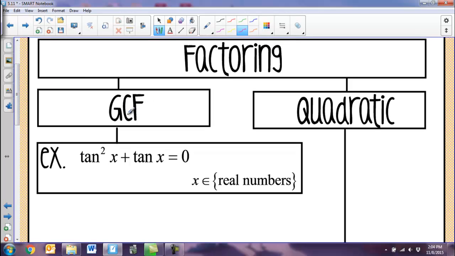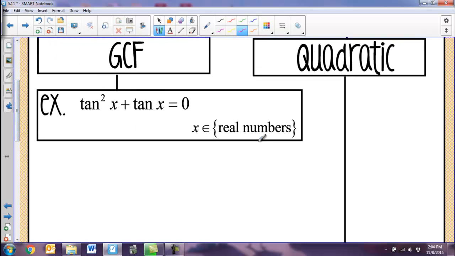The first one was the greatest common factor, where you looked and said, what do I have in common here? And you typed it out. And the other one was quadratic, where you were legitimately factoring. So let's start with the GCF method. Again, we're looking for a general solution in radians.